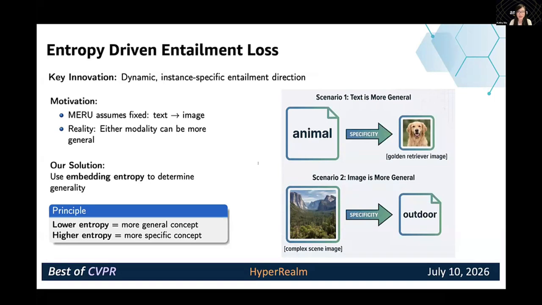Here is a crucial insight. We don't assume a fixed direction of entailment. Previous work like MERU assumed the text always entails the image, but that's not always true. Sometimes an image is more general than its caption, sometimes more specific. Instead, we dynamically determine entailment direction at the instance level by comparing embedding entropies. Lower entropy equals more general, which equals the entailer. And higher entropy equals more specific, which equals the entailed. This adaptive mechanism is far more flexible than a fixed assumption.